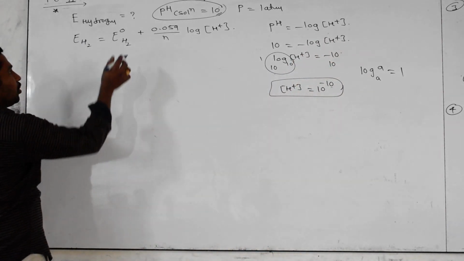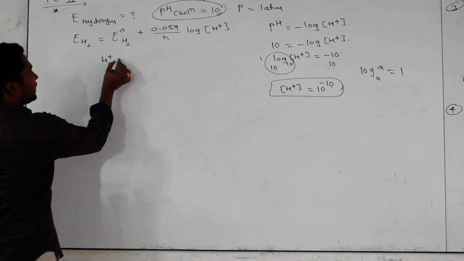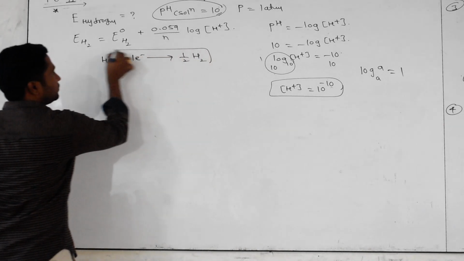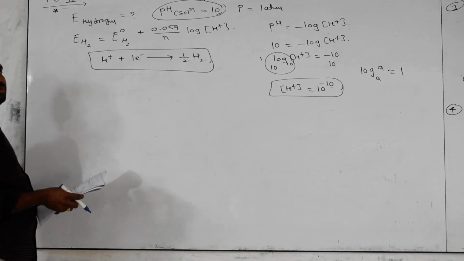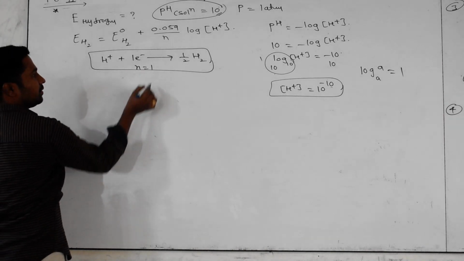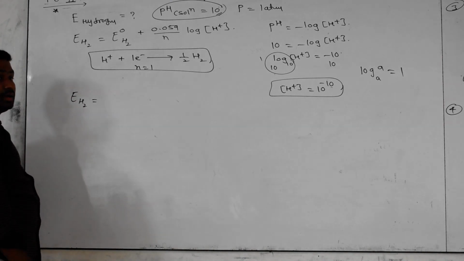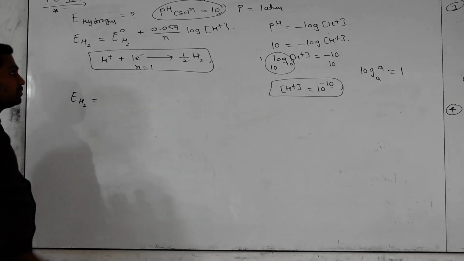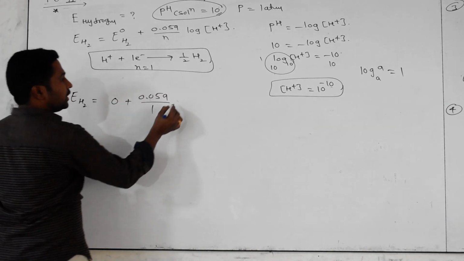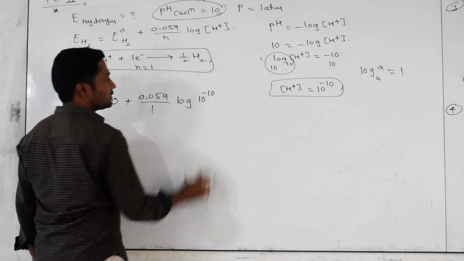So how many electrons are transferred? That is important. So generally what happens? The H plus particle receives 1 electron and becomes like half H2. Yes or no? Generally acid means the H plus particle receives 1 electron and becomes like this. Then the number of transferred electrons will be 1. Then electrode potential of hydrogen is equal to the standard electrode potential of hydrogen, which is 0, plus 0.059 by 1 into log of the concentration of H plus ion, which will be how much amount? 10 to the power of minus 10.